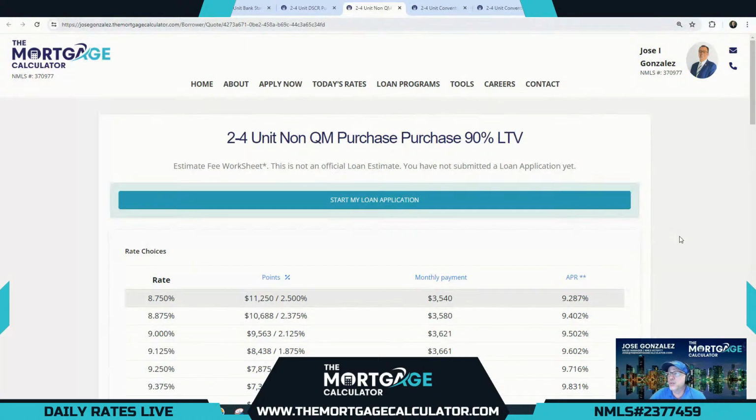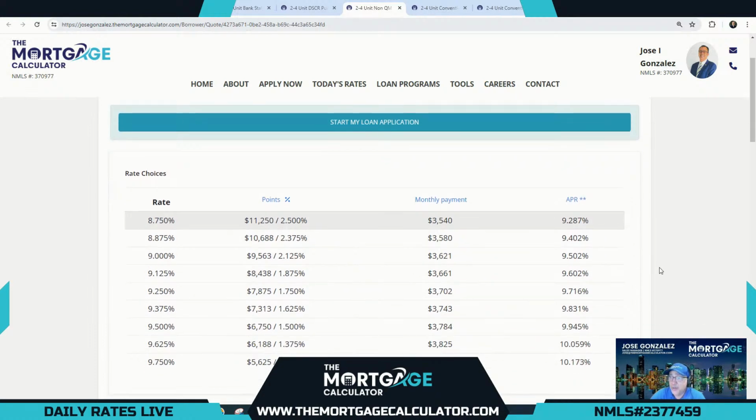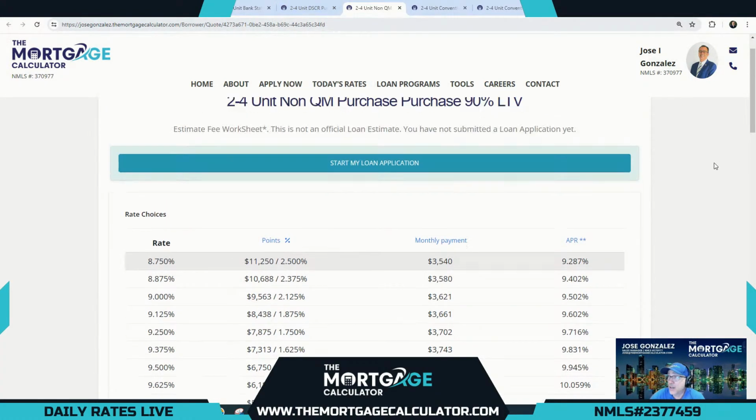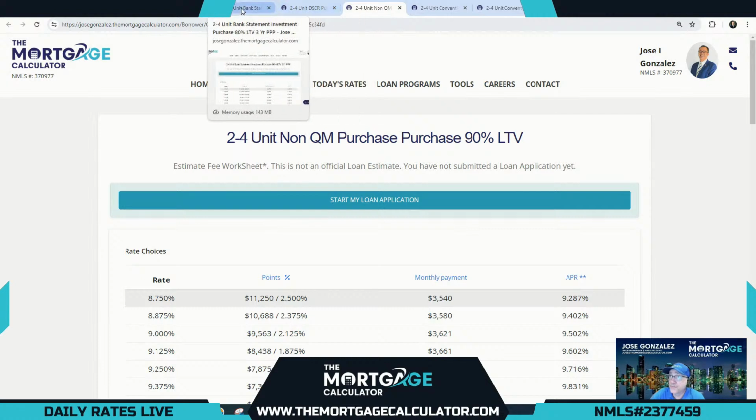And now we're going to do a little non-QM action. Now, some of these options you may already be well aware of, but I always like to cover the whole spectrum. So in this case, we're going with a primary purchase on a 4-unit. This one happens to be full doc option, and you're looking at 9.75% being your lowest cost option, and you can buy this down to 8.75% at a cost of 2.5 points. So this was our non-QM full doc option.